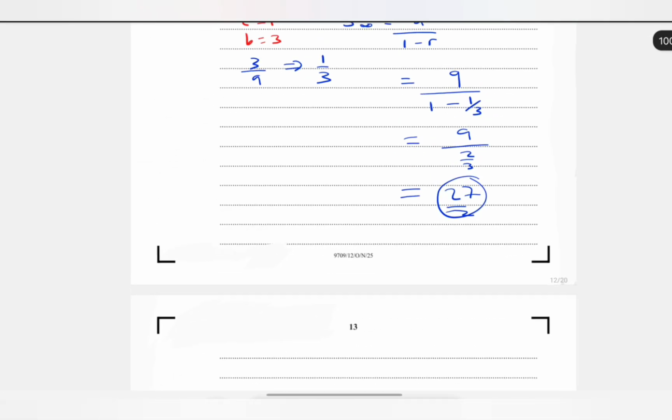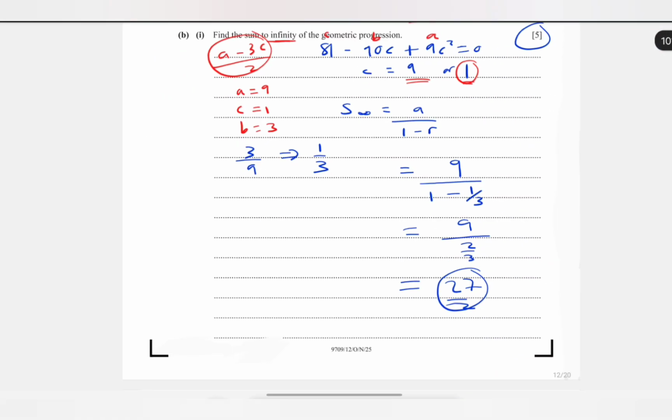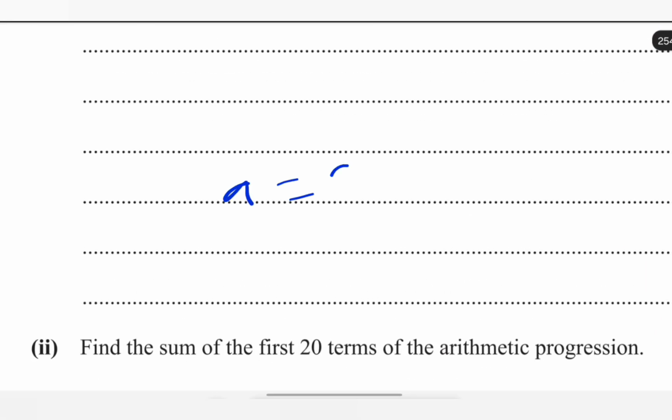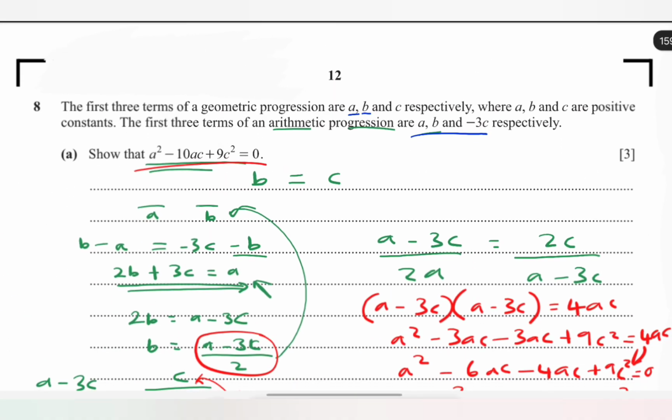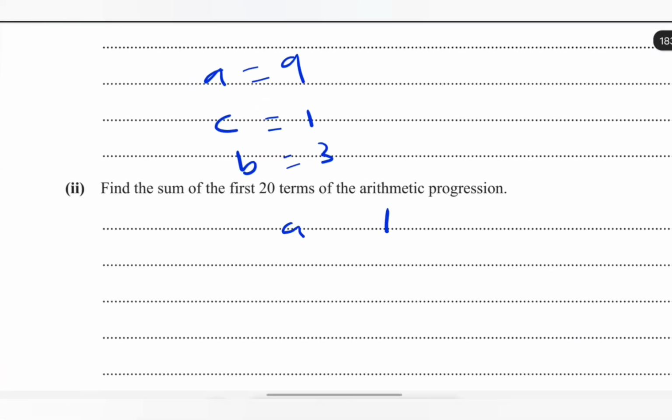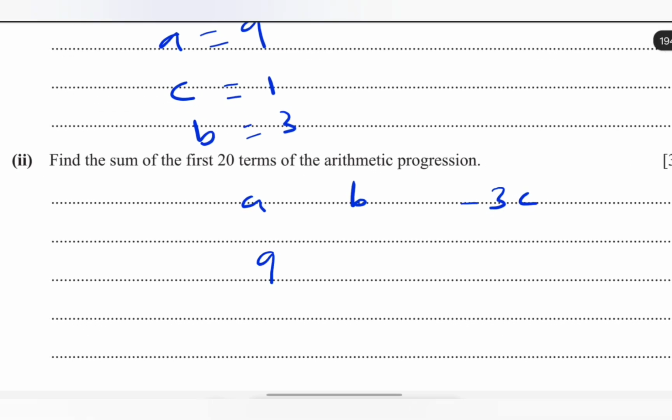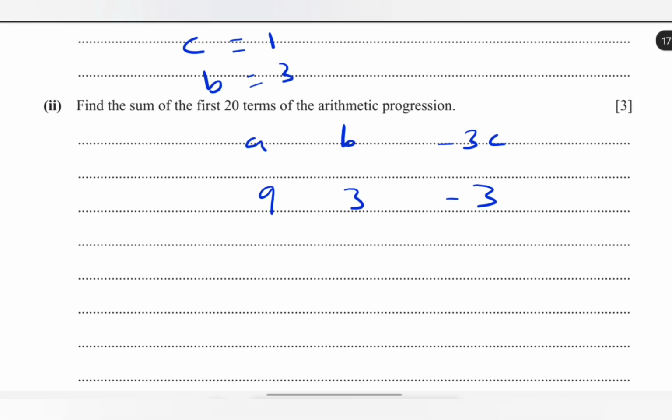Now on to the second part. It says find the sum of the first 20 terms of the arithmetic progression. So we're just going to use the same values, a is 9, c is 1, b is 3. But for the AP, there was something different: a, b, and minus 3c. So the first term was 9, b is 3, and this is minus 3c, which is minus 3. And so we get d to be 3 minus 9, which is minus 6, which we can also get by saying minus 3 minus 3 to get minus 6.